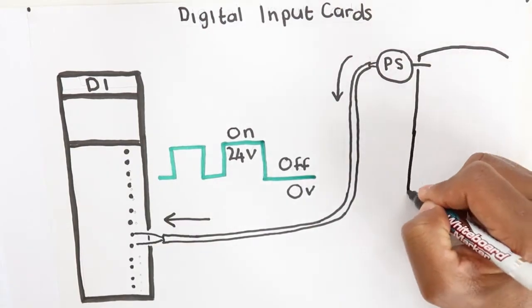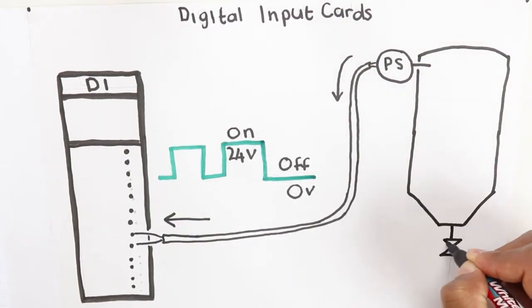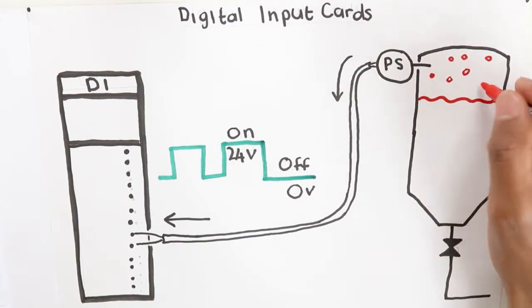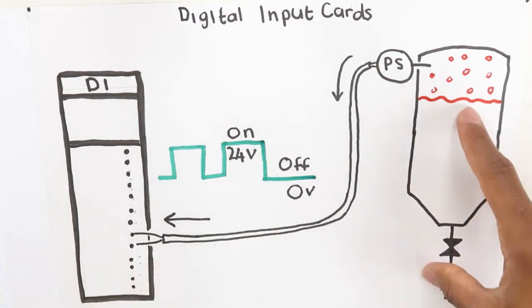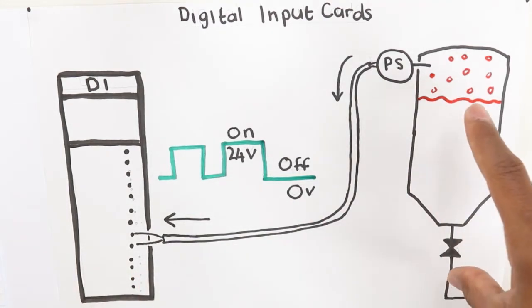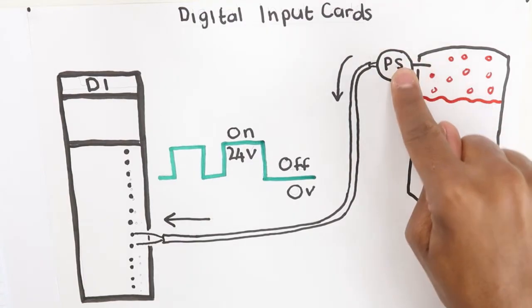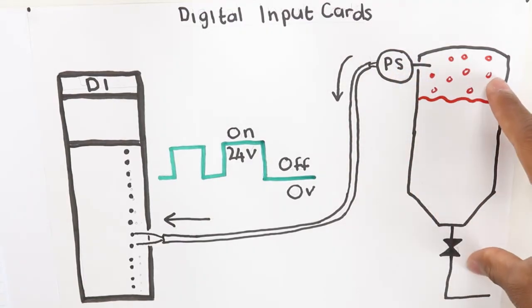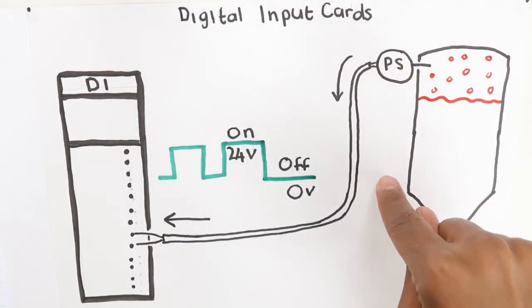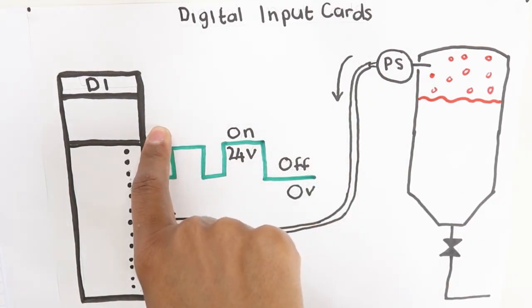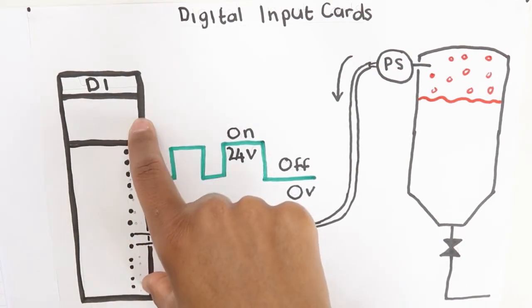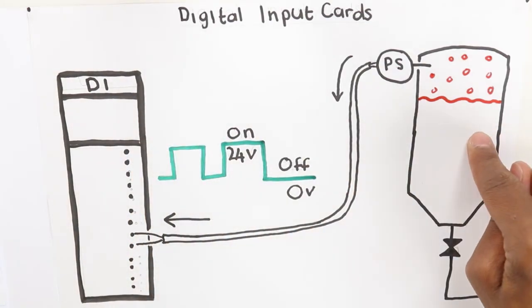So if the pressure switch is used in a process, for example, let's say it is used in a tank, the switch can be used to tell the PLC that the pressure has reached its limit inside this particular tank. What's important to note is that the pressure switch will not say how much pressure is in this tank. It just sends a 0 or 24 volt signal to the digital input card, and the program will know that the pressure in this tank has reached a limit.